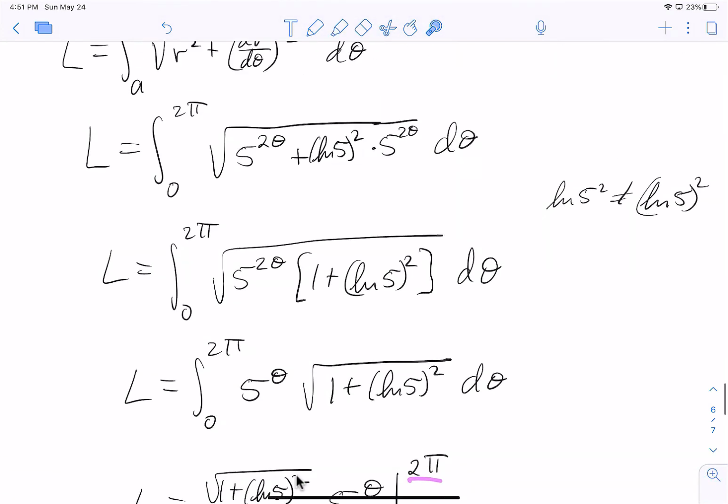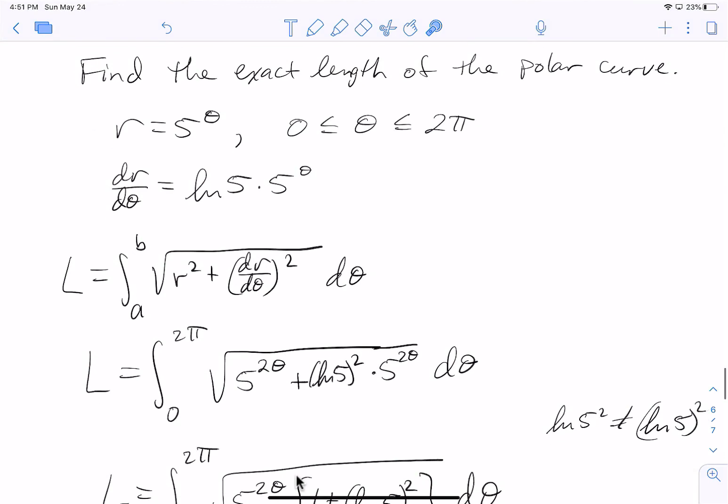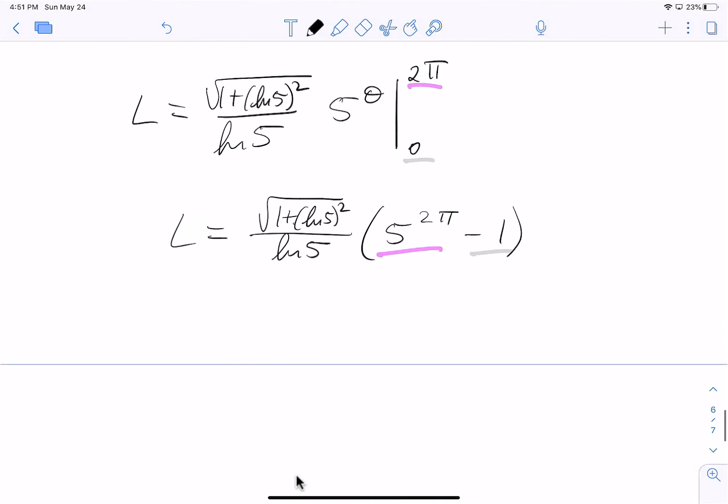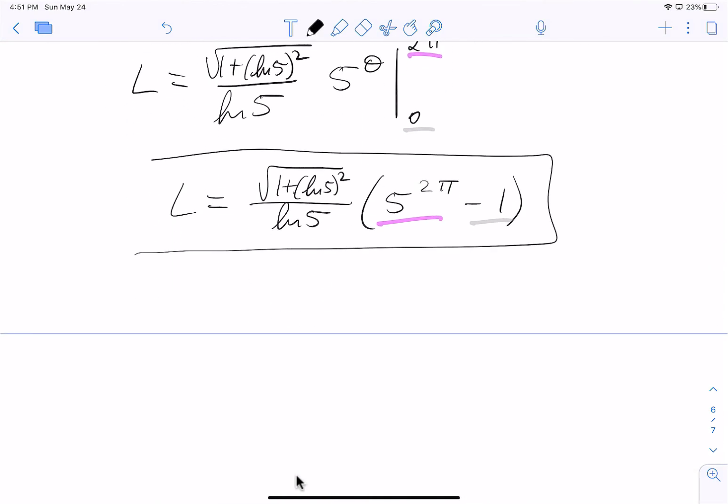Going back to the original statement of the exercise here, find the exact length means I'm not looking for a calculator value. And so our length is the square root of 1 plus the natural log of 5 squared divided by the natural log of 5 times the quantity of 5 to the 2 pi minus 1.